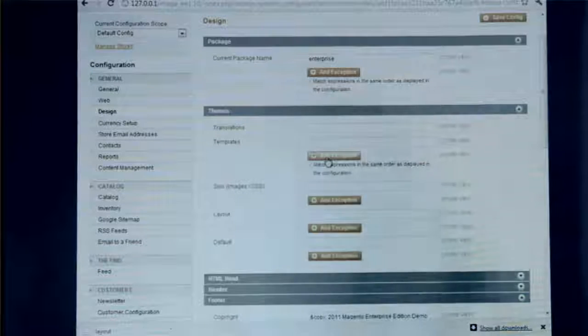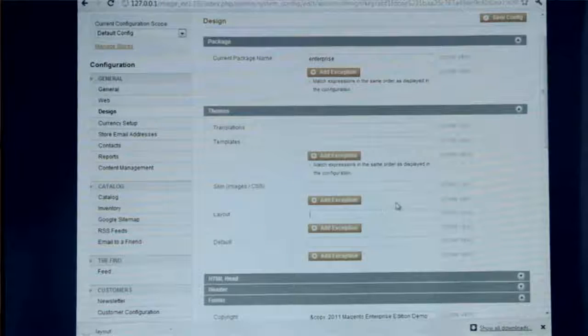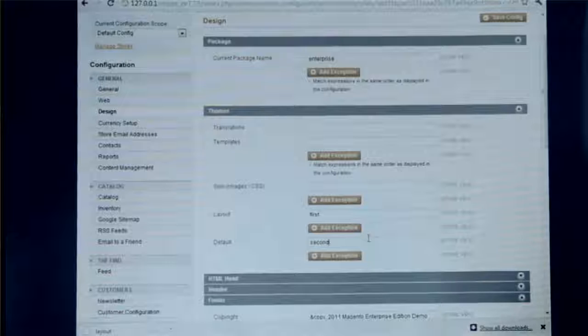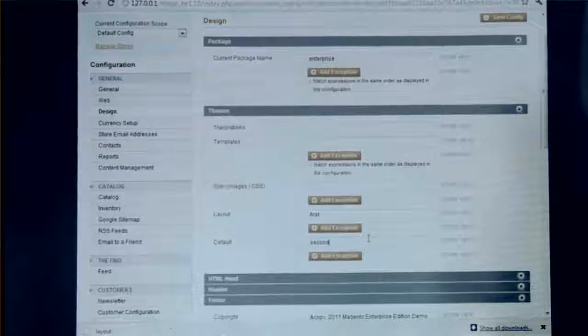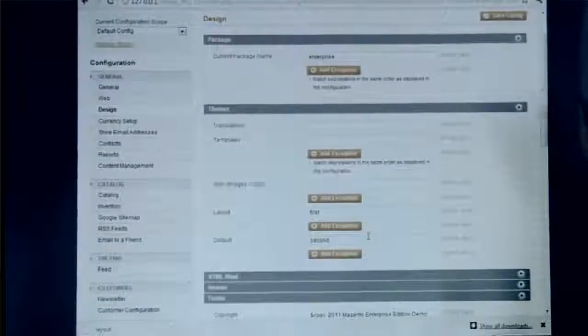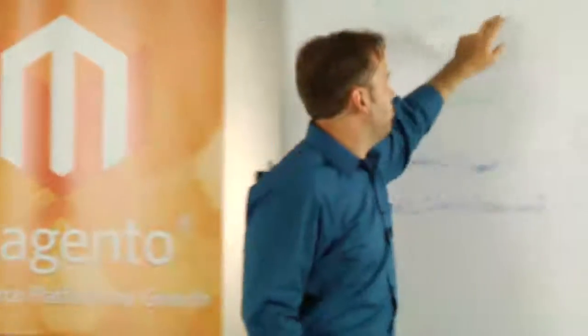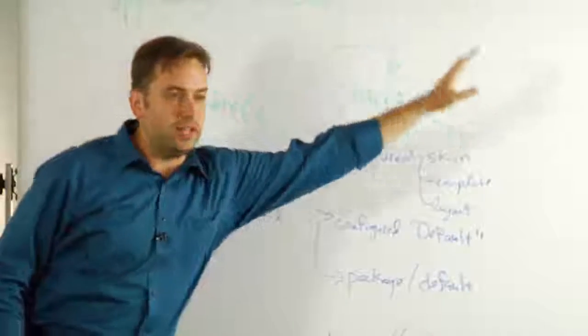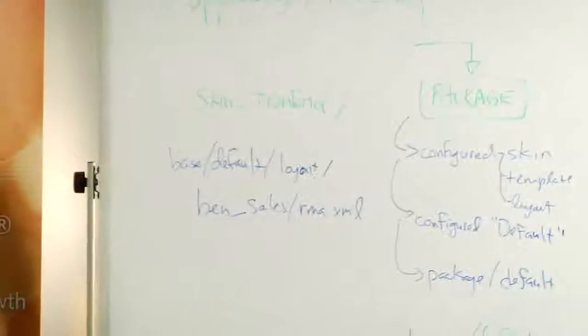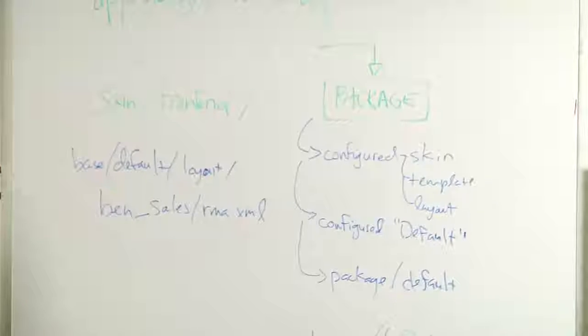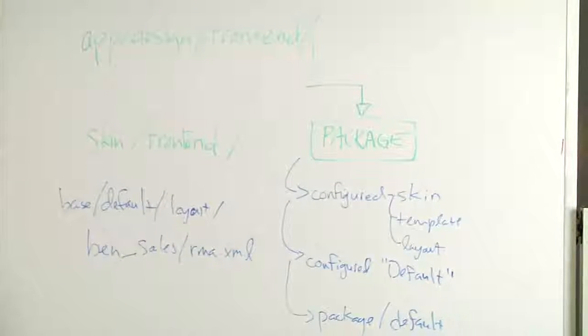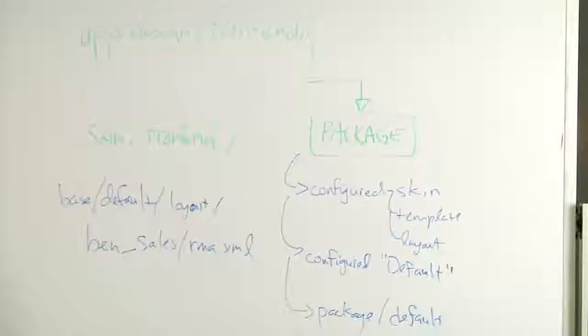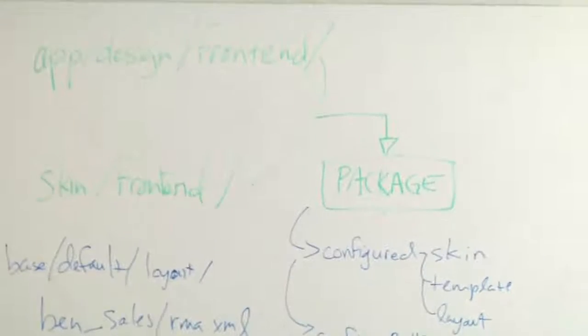If it's not found there, so practical example. Say I have a folder first, second. That's the order. So according to this, if my module configuration specifies some layout file, Magento will look in enterprise first. So app design front end, enterprise first, layout. If it doesn't find it there, it'll look in app design second, layout. If it doesn't find it there, we'll look in app design front end, enterprise default.